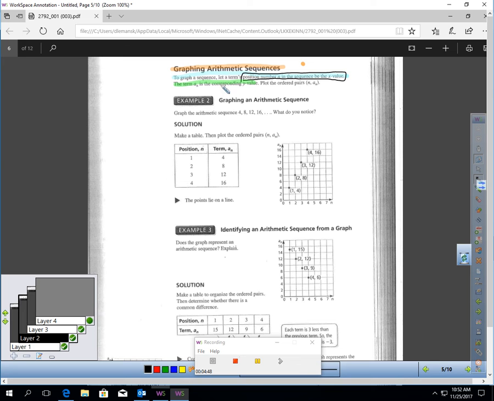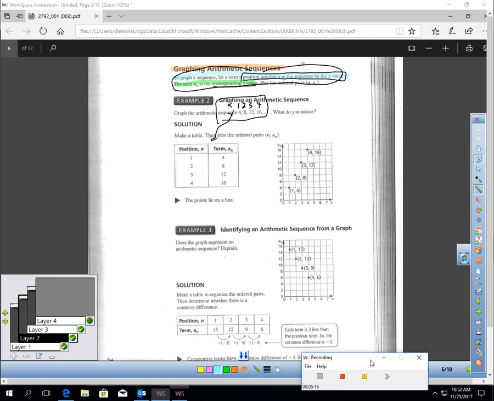And then the term itself is the y value. So for example, when you look here, graph the arithmetic sequence 4, 8, 12, 16. What do you notice? Well, first of all, this is term 1, term 2, term 3, term 4. What this is saying up here is these are the x's and these are the y's, so they made a little table here.